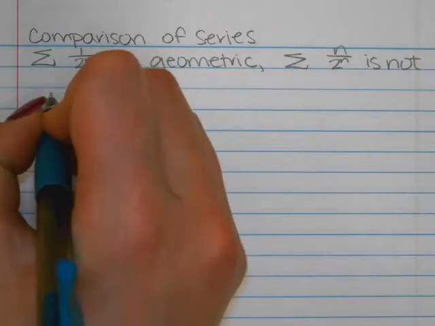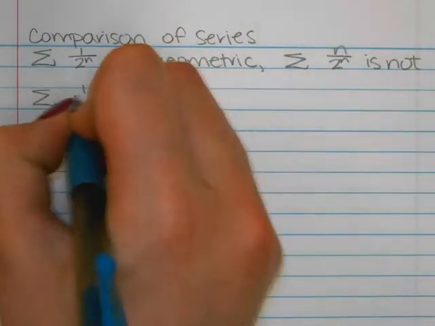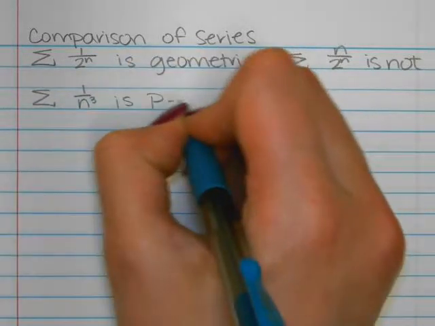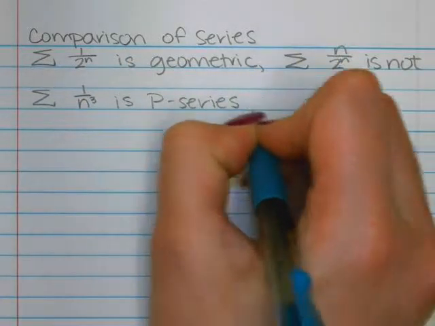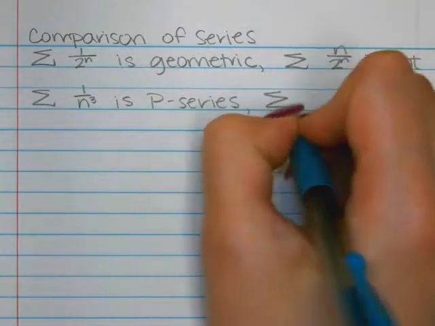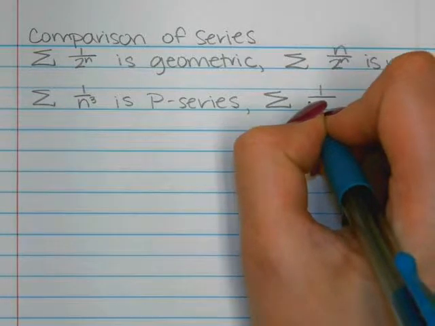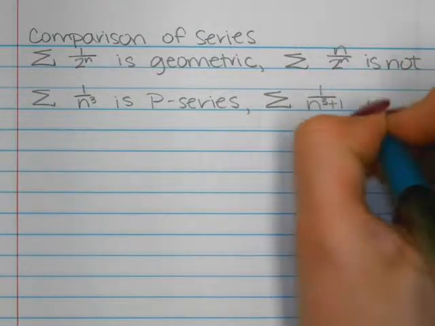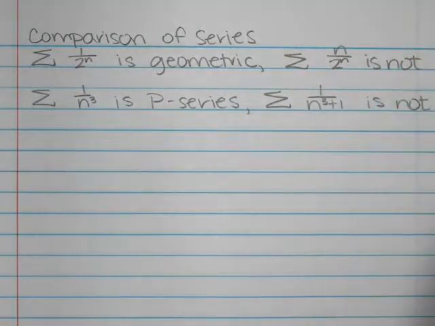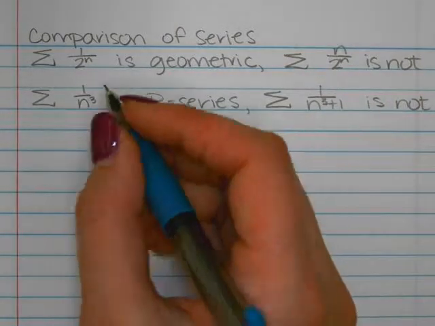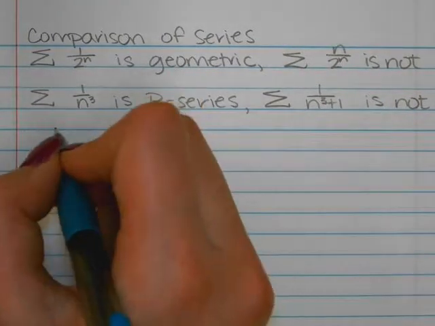If we looked at the series 1 over n to the third, we would see that that is a p-series, and we could check for convergence that way. If we look at the series 1 over n to the third plus 3, we will see that while it's close to a p-series, it is not actually a p-series. I think I said n to the third plus 3, but I meant plus 1. Although plus 3 would be the same thing.